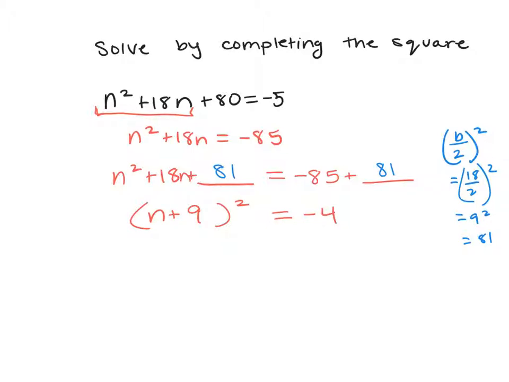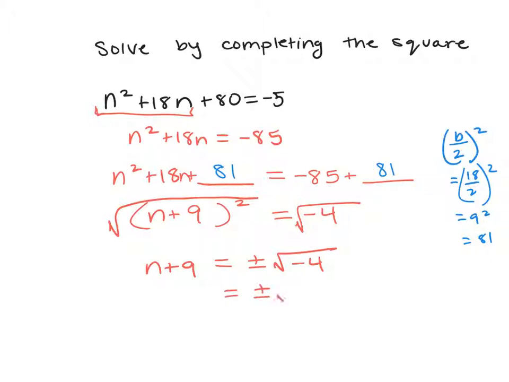The great thing about that is now I can finish solving by square rooting. So I can take the square root of both sides to undo that square. And so I get n plus 9 on the left. I make sure I remember my plus or minus when I take the square root of both sides, and I have the square root of negative 4 on the right. Now, the square root of a negative is going to give us an imaginary number, so we can write it as the square root of negative 1 times the square root of 4, because the square root of negative 1 is i, and the square root of 4 is 2.